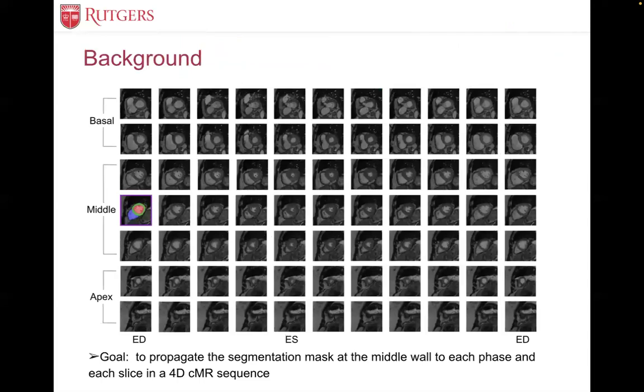Here is the background for this work. In cardiac MR imaging, we usually generate a 4D image sequence to evaluate the heart function. To calculate the dynamic cardiac function metrics, we need to segment each image in this 4D image sequence. In this work, we assume that we have the segmentation mask at the middle level and at the ED phase. Our goal is to propagate this segmentation mask to each phase and each slice in this 4D image sequence.